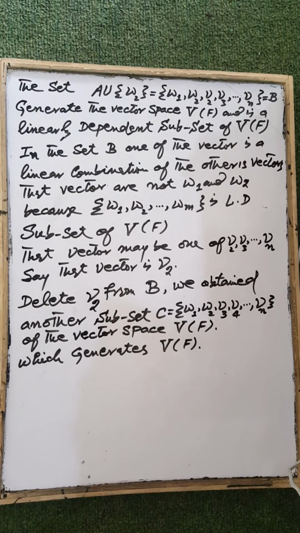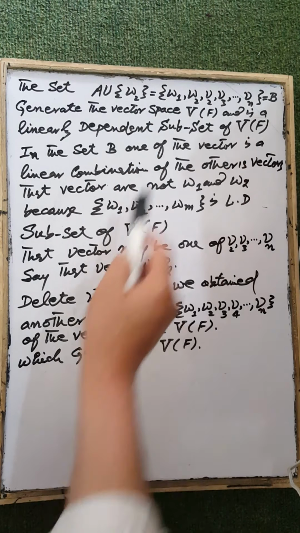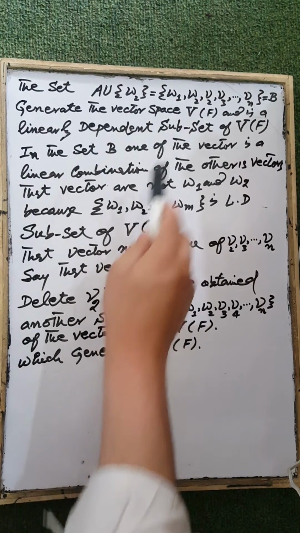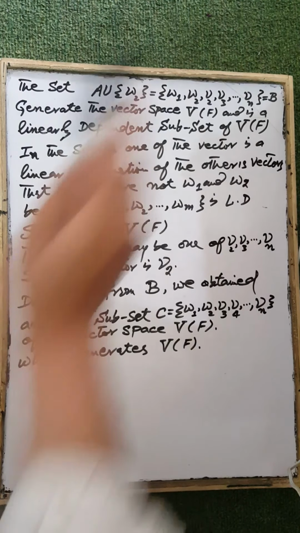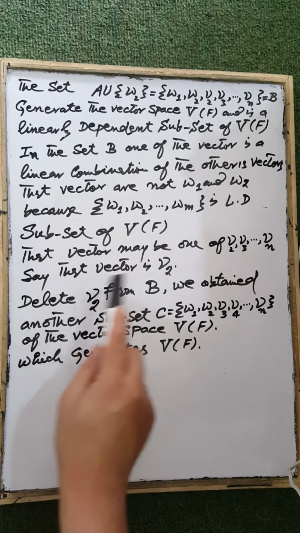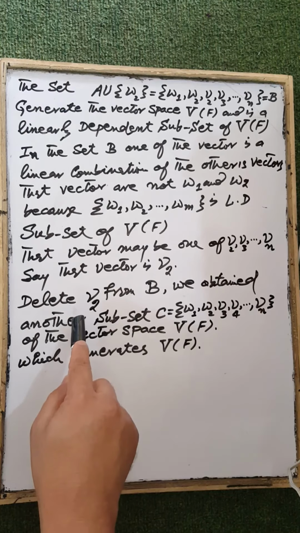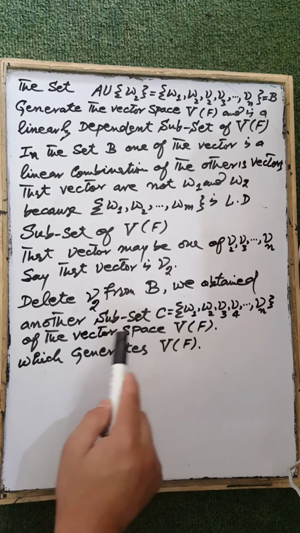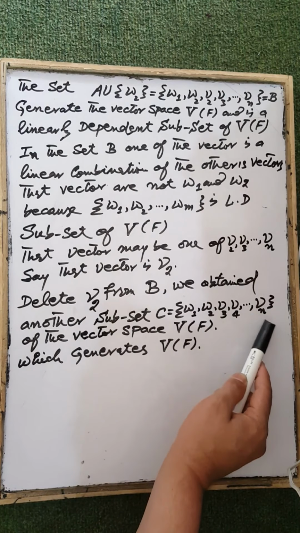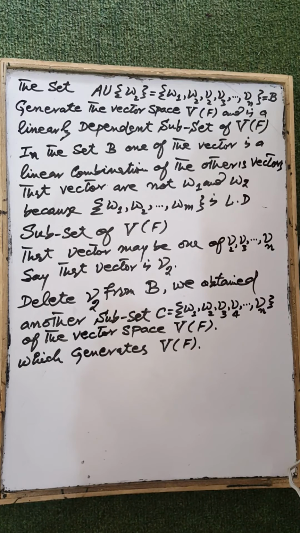Therefore, by the same previous theorem, one of the vectors in this set is a linear combination of the others. That vector cannot be W1 or W2, because the set consisting of W1, W2 up to Wm is a linearly independent subset of the vector space V over the field F. We add to the set B the elements W1, W2. That vector may be one of V2, V3 up to Vn. That vector, which is the linear combination of the other vectors, is V2 in the set B. So we delete the element V2 from the set B. We obtain another subset C, whose elements are W1, W2, V3, V4 up to Vn, which also generates the vector space V over the field F.